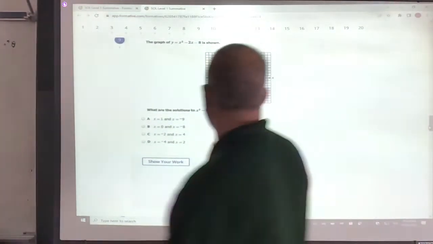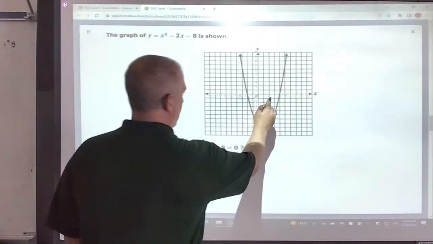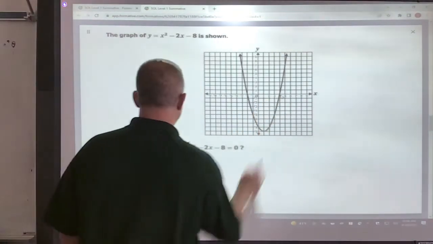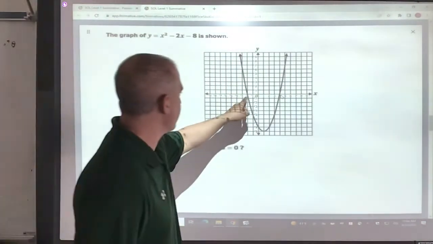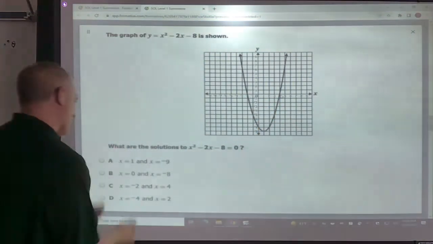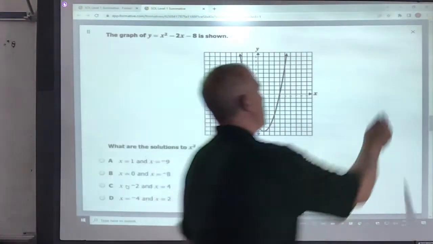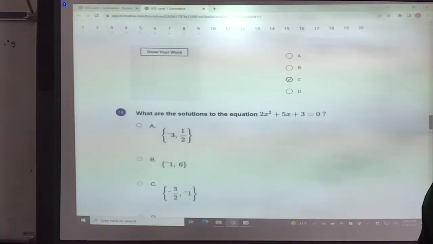Okay, it asked me for this one, what are the solutions? Well, that crosses at 1, 2, 3, 4. That's pretty clear. If you're doing process of elimination, I know this -2 can be a little hard to see, but this crosses at -2, this crosses at 4. So that's automatically going to be answer C. Remember, anytime they ask for solutions, it's where it crosses the x-axis.